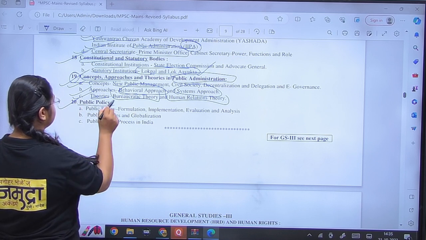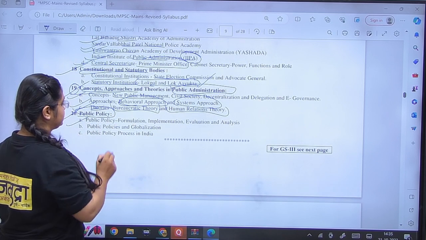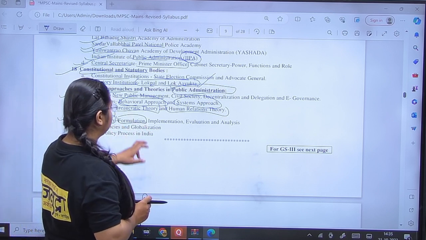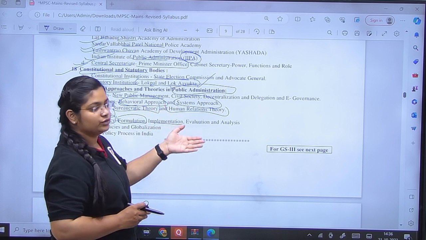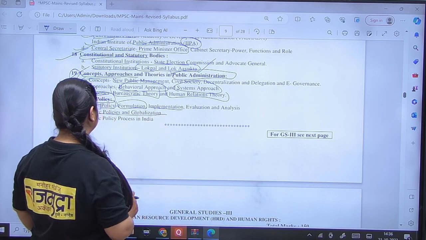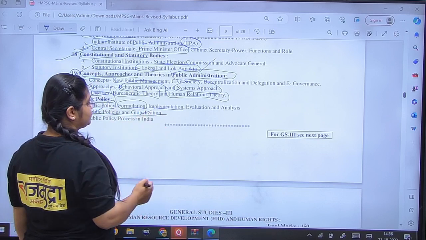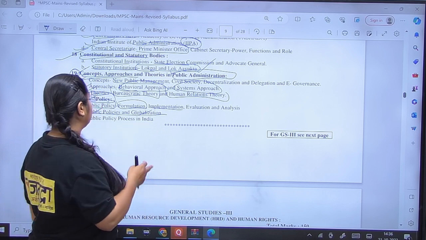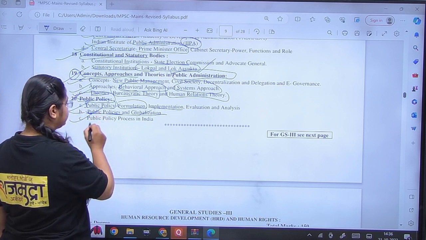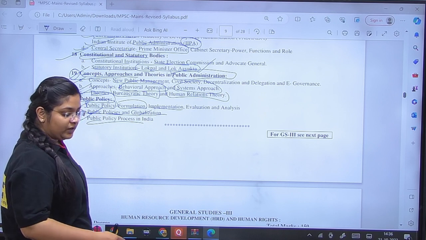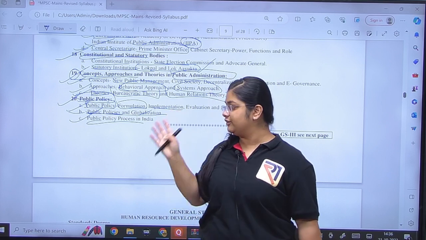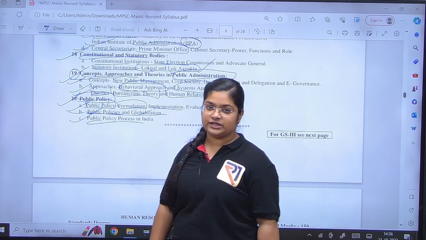The last point, or 20th point, of our syllabus is public policy. How public policy gets formulated, how it gets implemented, its implementation, evolution and analysis. Next, public policies and globalization. How globalization has affected our public policies, the interconnectedness and the relationship between the two. And third, the public policy process in India. How does it get actually formulated, and the feedback loop. Everything we have to study in this GS2 paper.